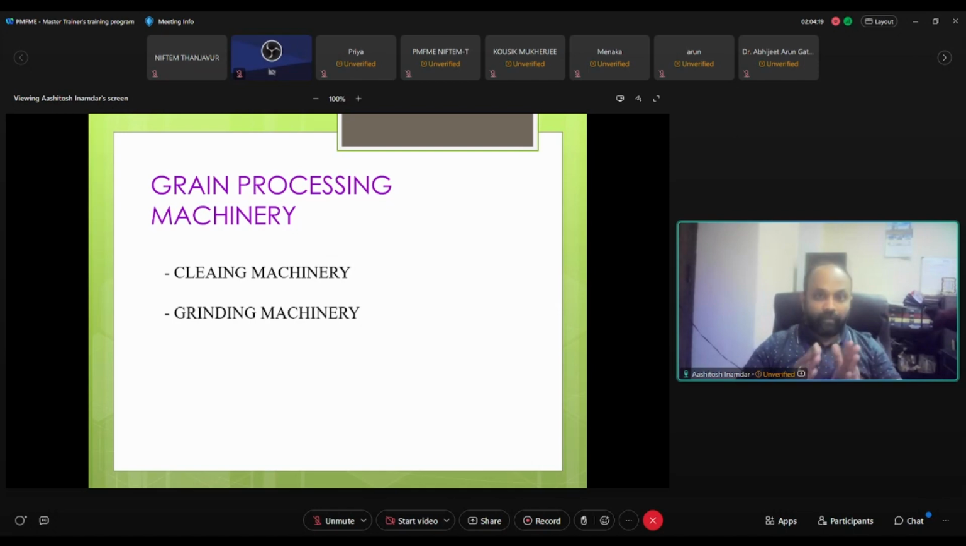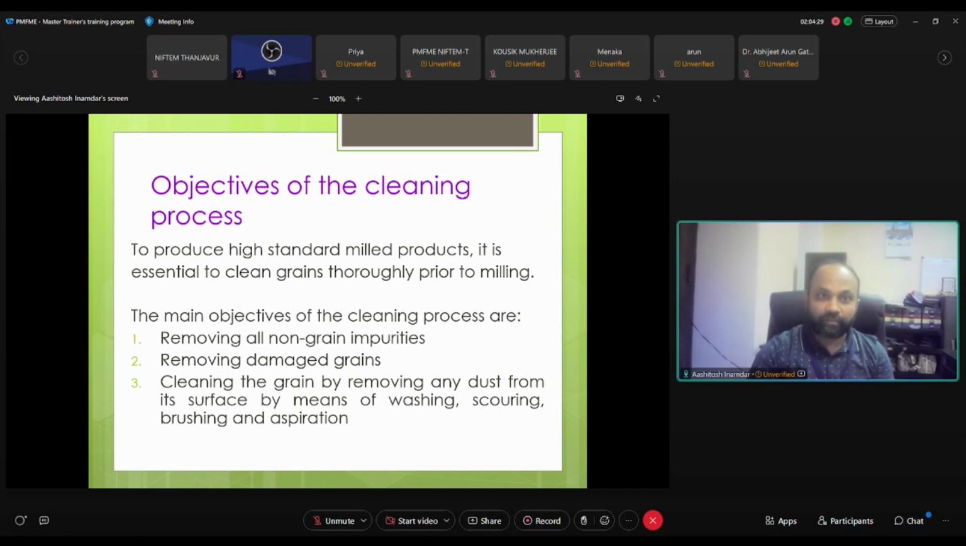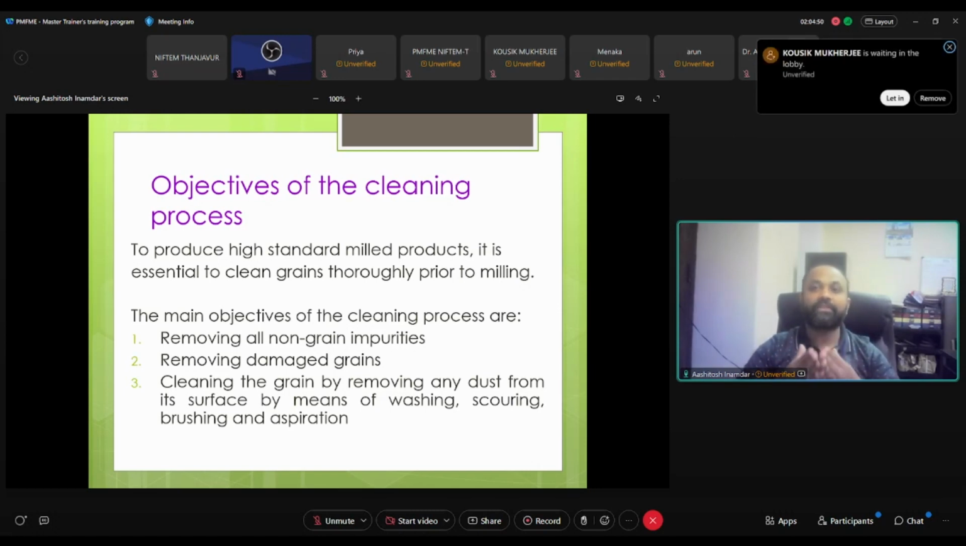So I'll try to divide this into two categories for the better understanding of all the candidates present in the session today. So first thing is cleaning processes, whichever grains we are going to handle, be it rice, wheat, pulses, millets, anything, and also to produce high standards of the mill products, it is essential to thoroughly clean the grains. So whenever we talk about cleaning, the basic objective of cleaning is removing anything which is not that particular grain. Suppose if I'm talking about rice, anything which is not rice is definitely an impurity. So we intend to separate that.